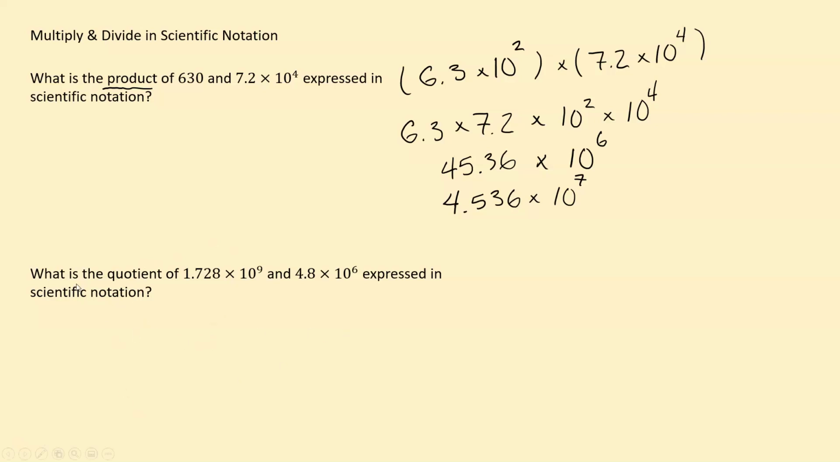And then down here we have: what is the quotient of 1.728 times 10 to the 9th and 4.8 times 10 to the 6th expressed in scientific notation? Notice here this time it says quotient, which means we are dividing these things. And so, again, if both of these terms are not already in scientific notation, I would go ahead and put those in scientific notation.